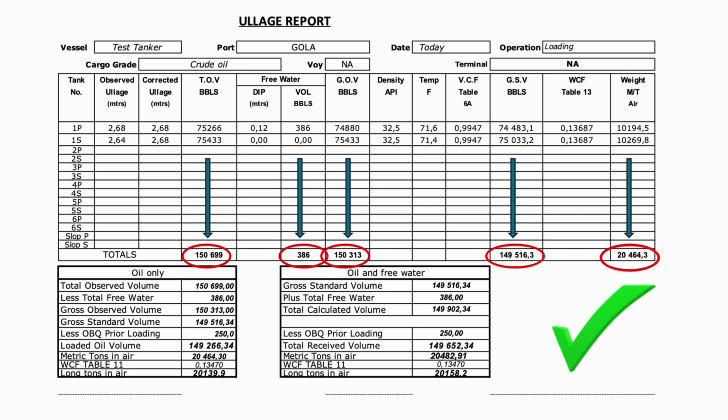However, the job is not completed yet. Transfer totals to the small tables below the main calculations table. The table to the left is for calculations of loaded oil. The table to the right is for calculations of total received volume. The difference between these two tables is free water.